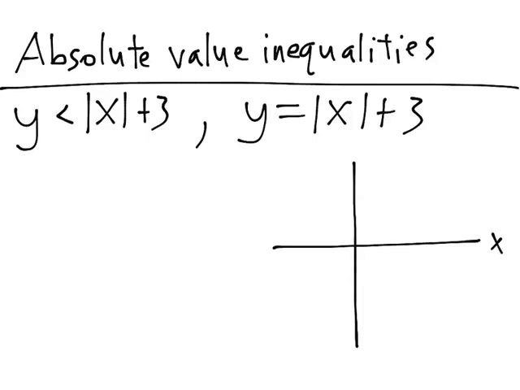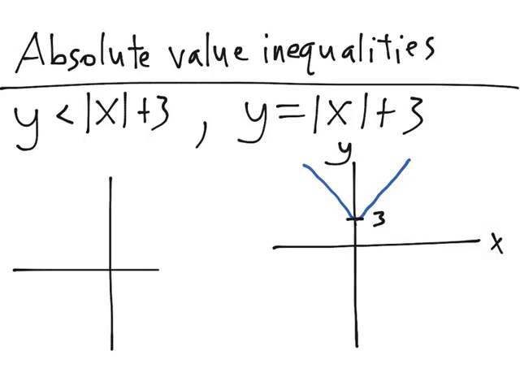These are our x and y axes. Then, absolute value of x plus 3 will look like this, where the bottom point is at 3. This is because the graph is going to be exactly the same as absolute value of x, but shifted up by 3, since it's absolute value of x plus 3. Now that we've identified the boundary, we can graph the inequality.